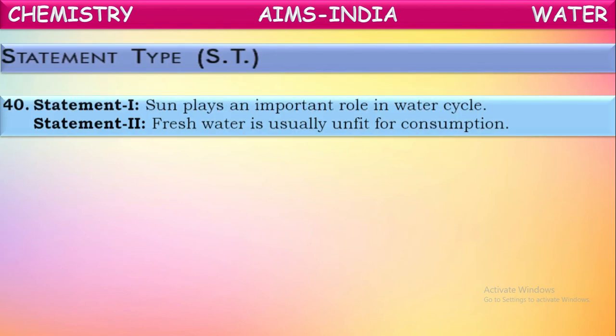See statement 1. Sun plays an important role in water cycle. Is it? Yes, the important role is played by the sun itself. Because of sunlight only, water evaporates from water bodies like oceans, rivers, seas, and lakes. From these all, water continuously evaporates and converts into gaseous water vapor. Because of the sun, seasons change, and in the rainy season we get more water. These are happening, isn't it? So this is because of the sun itself.